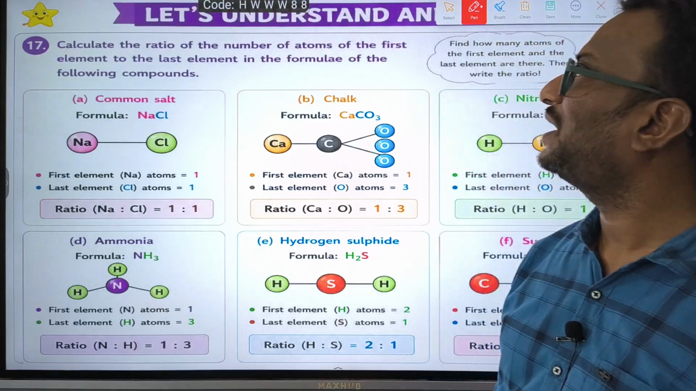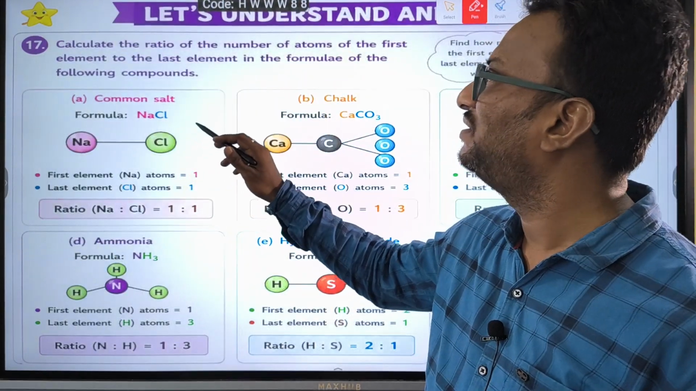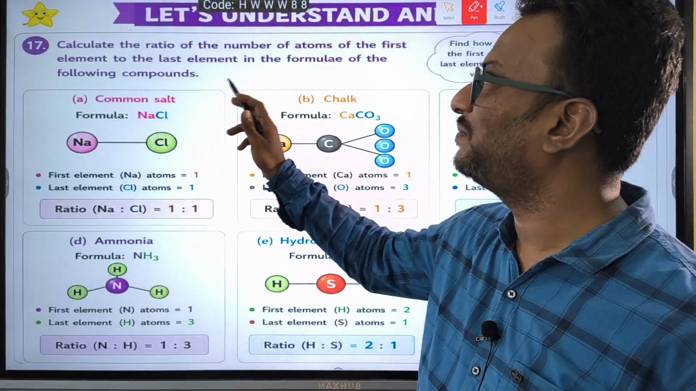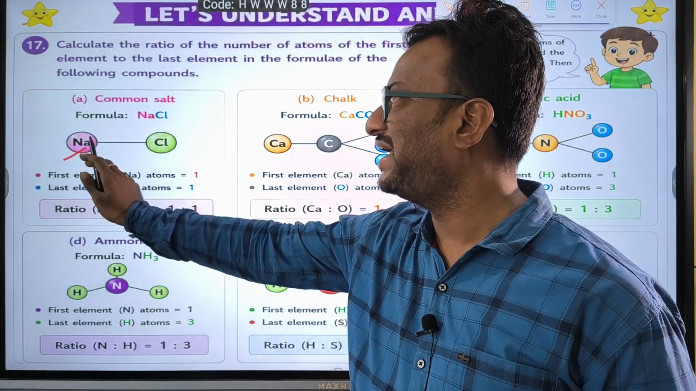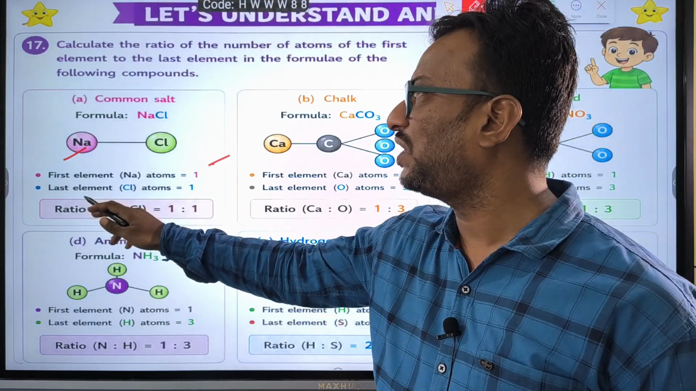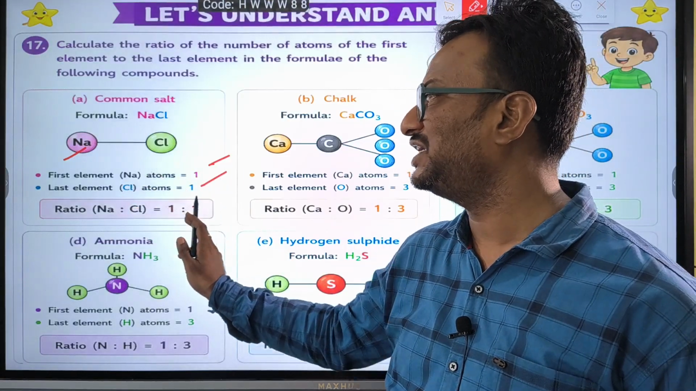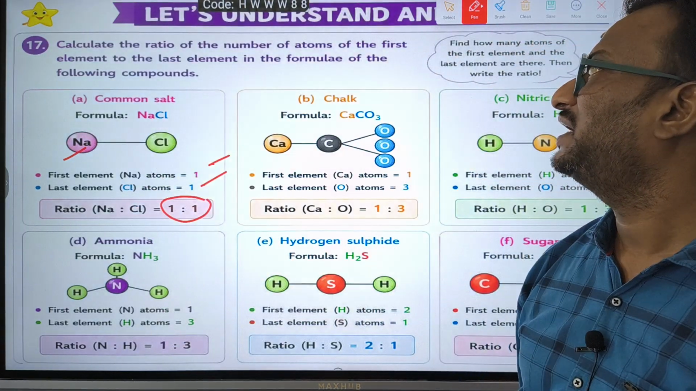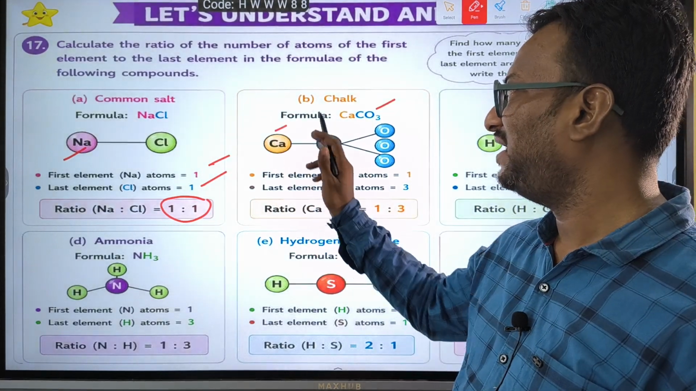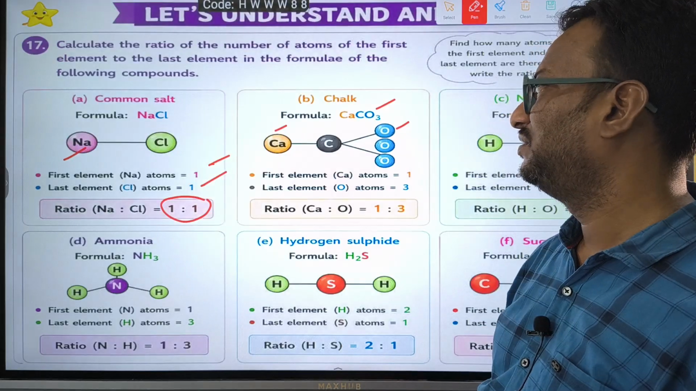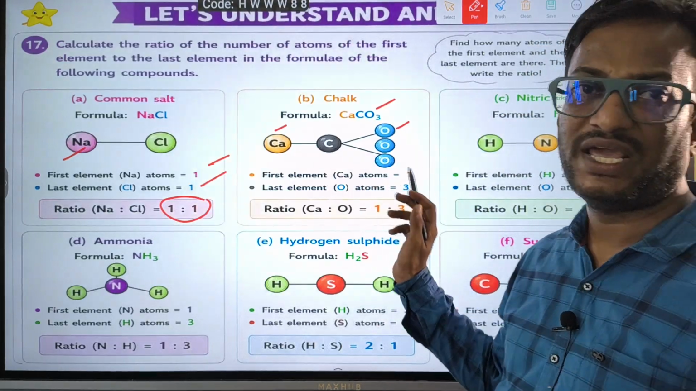Calculate the ratio of number of atoms of the first element and the last element in the formula of the following. Common salt. The first element Na, 1 atom. Last element Cl, 1 atom. The ratio is 1:1. Next, formula of CaCO3. First element is Ca, last element is oxygen. It has 1 Ca and 3 oxygen atoms.